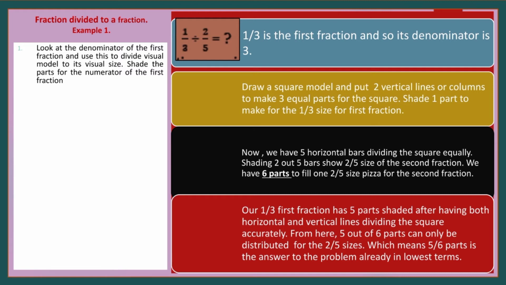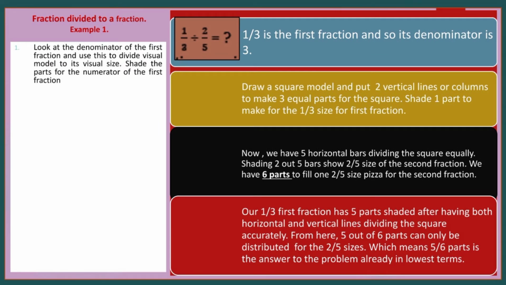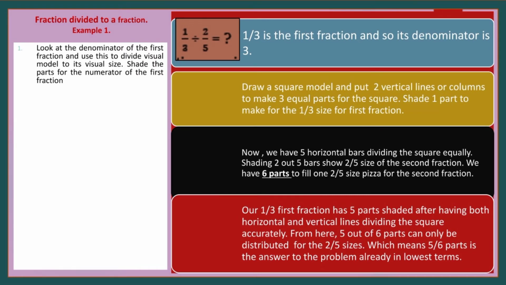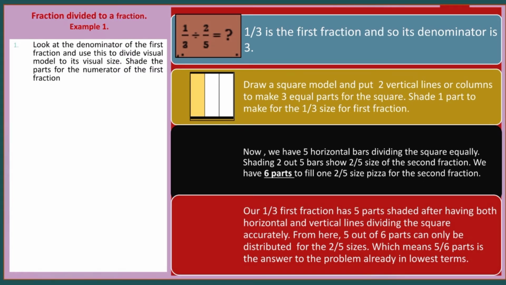Since 1/3 is the first fraction, its denominator is 3, so let's draw a square model and put 2 vertical lines or columns to make 3 equal parts for the square. Shade one part to make the 1/3 size for the first fraction.